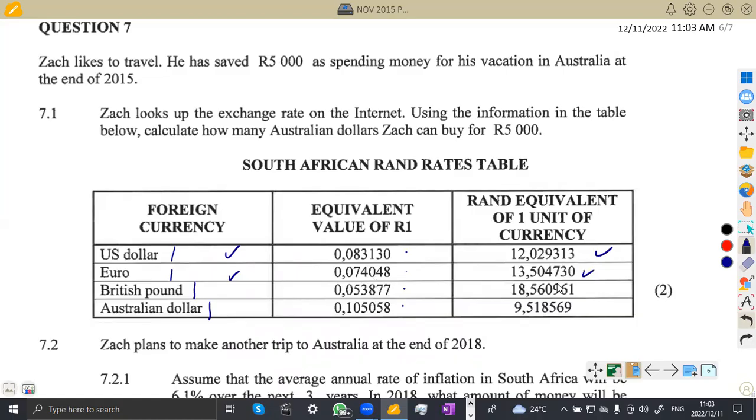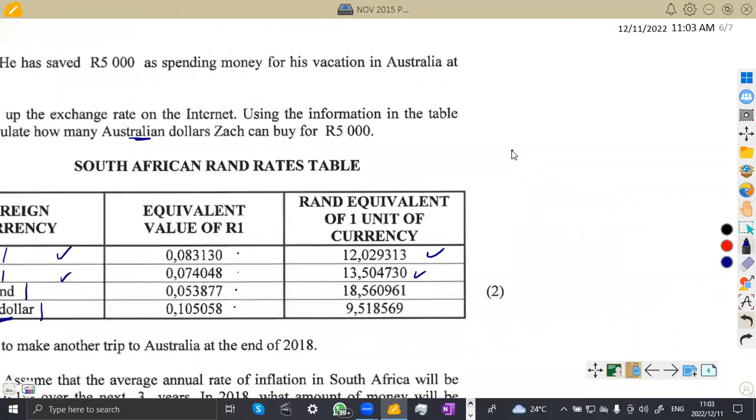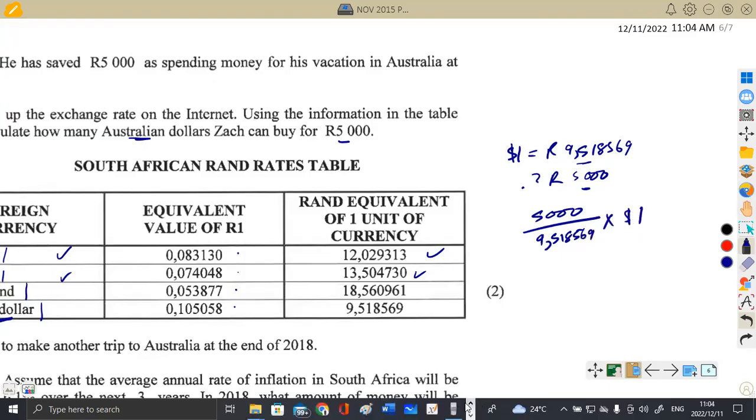All right. So we are working with the Australian dollars, which is here. Under the Australian dollars, we can see that the dollar is actually going for 9,518,569, and like that. That is for a dollar. So what about 5,000 Rand in terms of that dollar? You're just going to divide: 5,000 over this amount. So you're going to have 5,000 over 9,518,569 times a dollar.